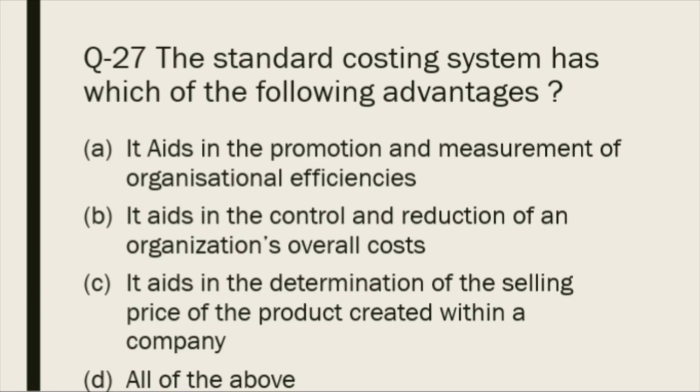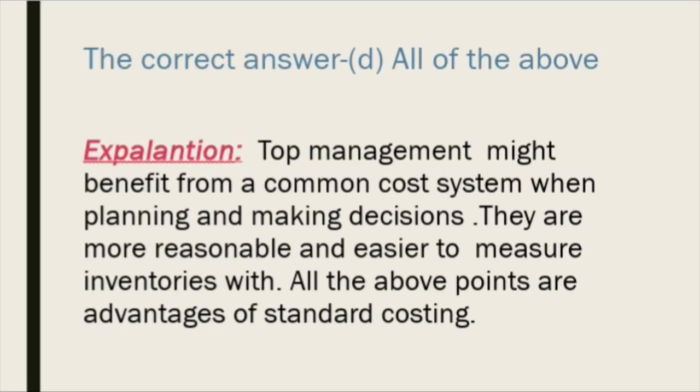Next one. The standard costing system has which of the following advantages? It aids in the promotion and measurement of organizational efficiencies. It aids in the control and reduction of an organization's overall cost. It aids in the determination of the selling price of the product created within a company. All of the above. The correct answer is all of the above. The explanation is that top management might benefit from a common cost system when planning and making decisions. They are more reasonable and easier to measure inventories. All the above points are advantages of standard costing.